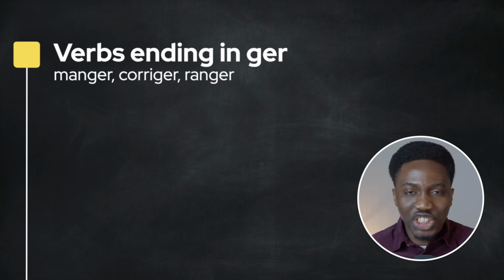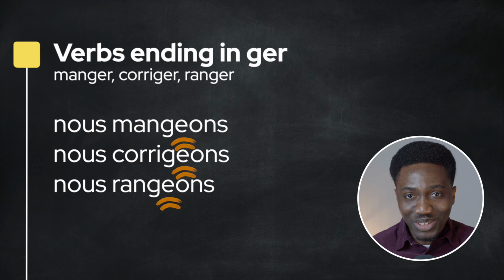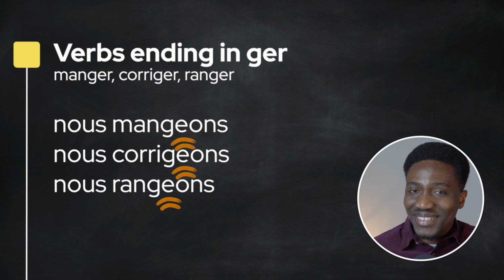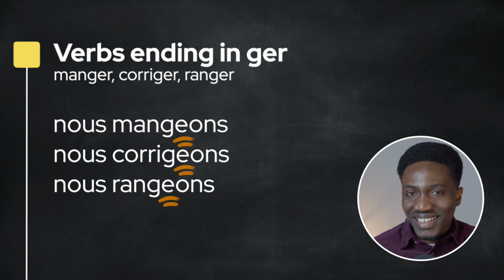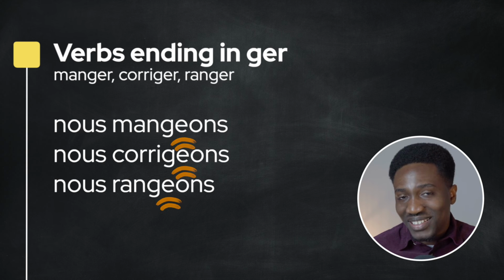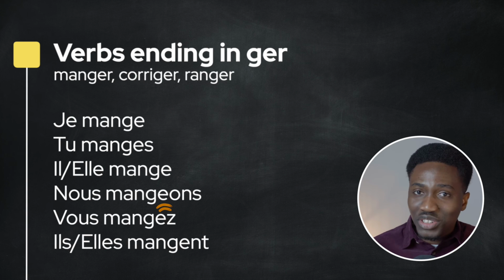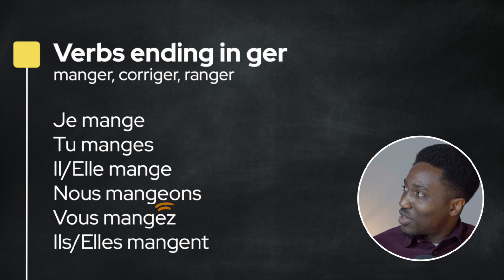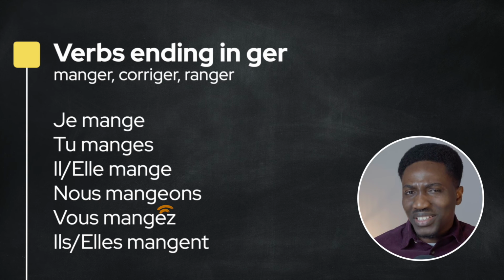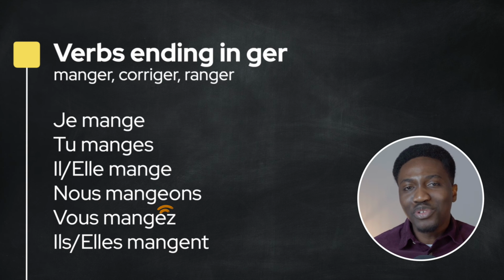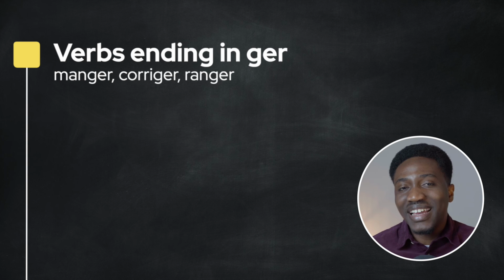For verbs ending in GER, the only thing you need to do is when you get to the nous form, you write an E before the ONS. Okay? You write an E before the ONS. And why is this? It's also to soften the sound. Okay, take the verb manger, for instance, where we have je mange, tu manges, il mange, elle mange, on mange, nous. So instead of saying nous mangons, we add an E, and then we have nous mangeons. Okay, so this is the case for verbs that end in GER.